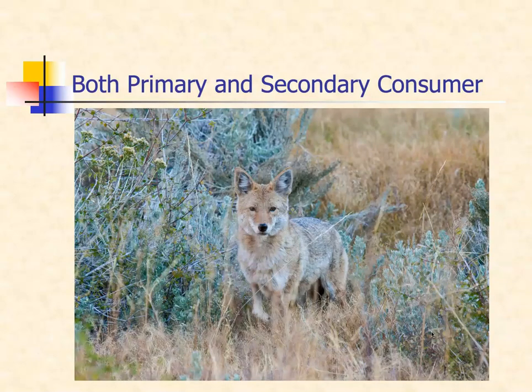And then, as I mentioned in the very first slide, coyotes actually act as both primary and secondary consumers because they will eat small rodents, they'll eat rabbits, they'll eat ground squirrels, but they'll also eat cactus fruit and other types of vegetation. And an animal that eats both plants and animals is referred to as an omnivore.